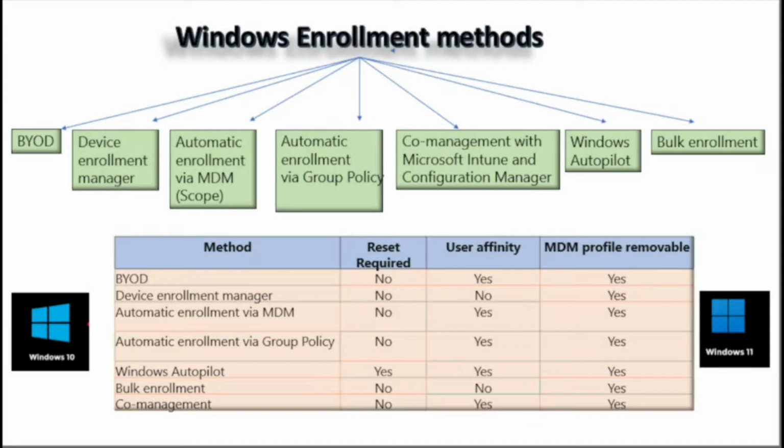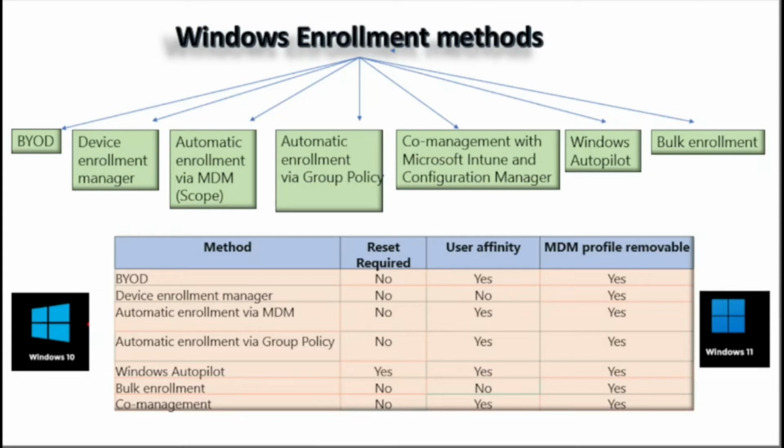In the same way, we can use automatic enrollment via group policy for on-premises domain joined devices. So that device will automatically enroll in Intune without user intervention. This method is used for domain joined devices.